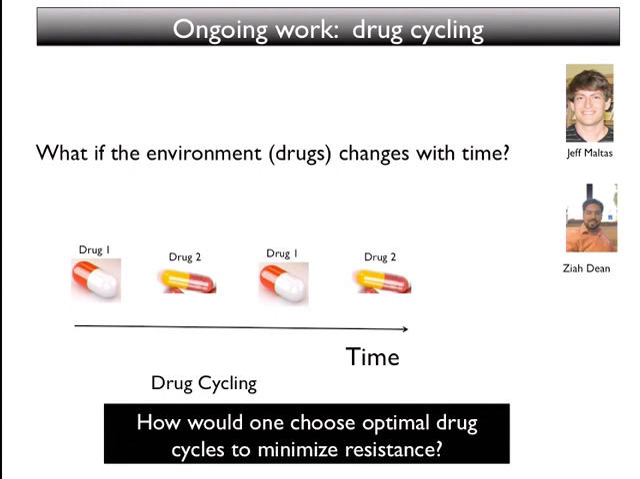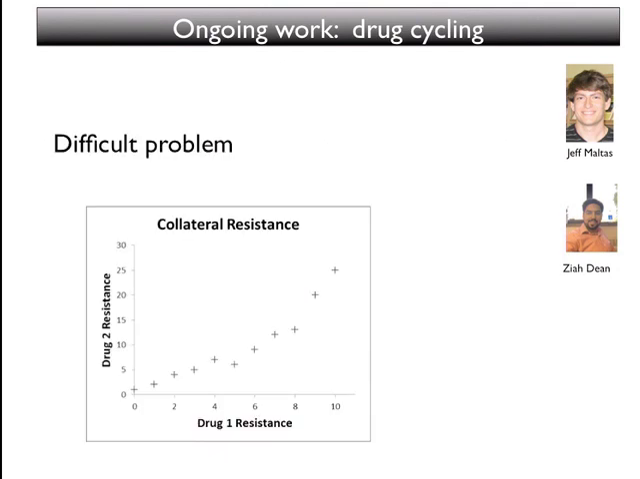And this is a question that's gotten a ton of attention in both cancer therapy and antimicrobial therapy: how would you choose the optimal drug cycles to minimize resistance? And it turns out this is a really hard problem for reasons that most evolutionary biologists would have predicted. When you evolve resistance to drug 1, and that increases over time, you may also evolve an unexpected collateral resistance to a second drug, right? And this happens somewhat frequently.